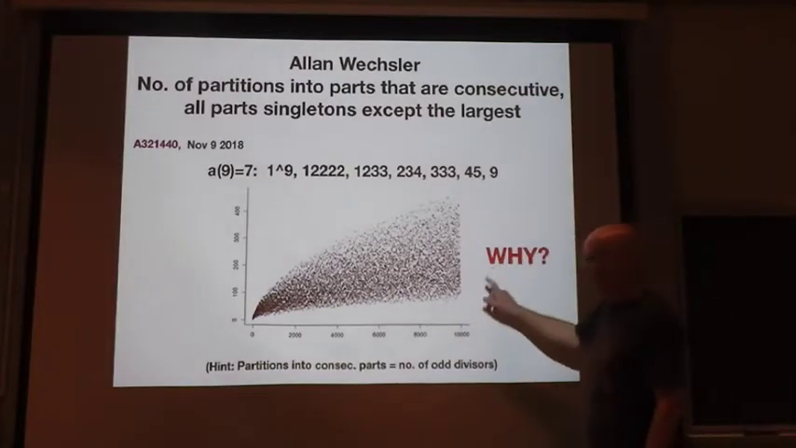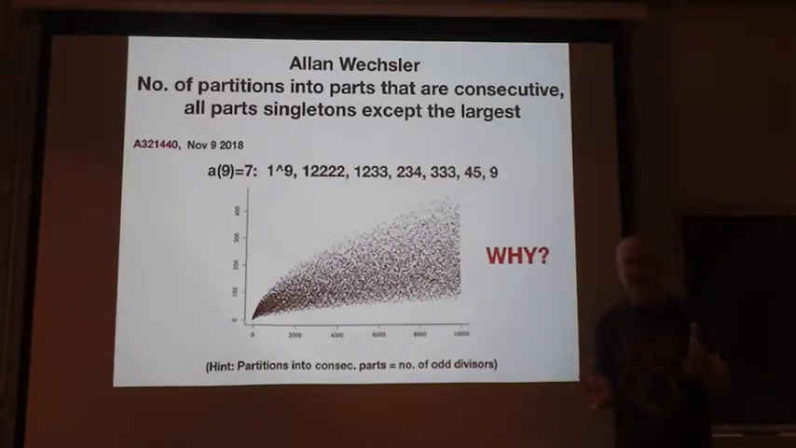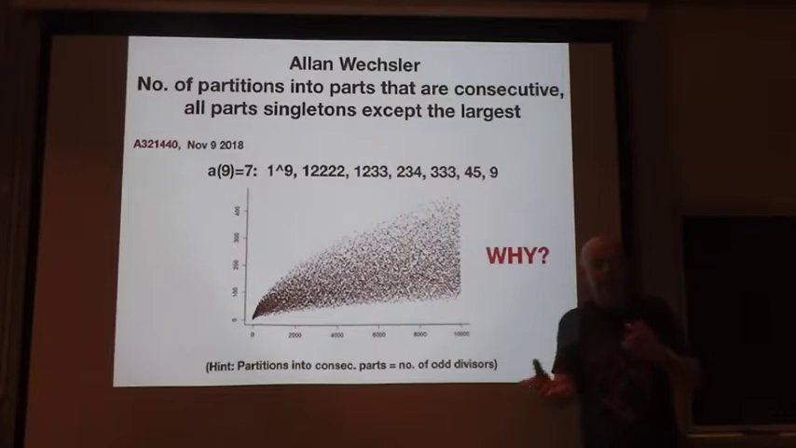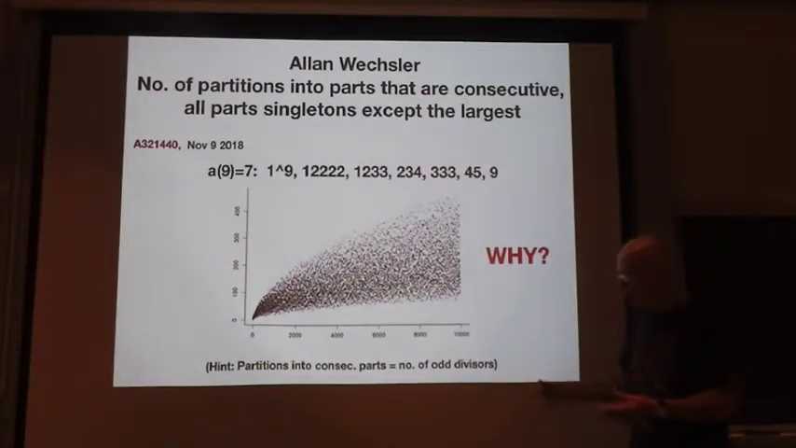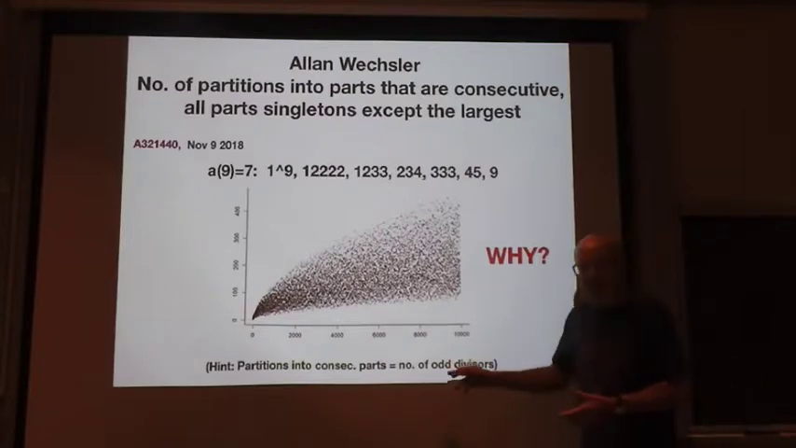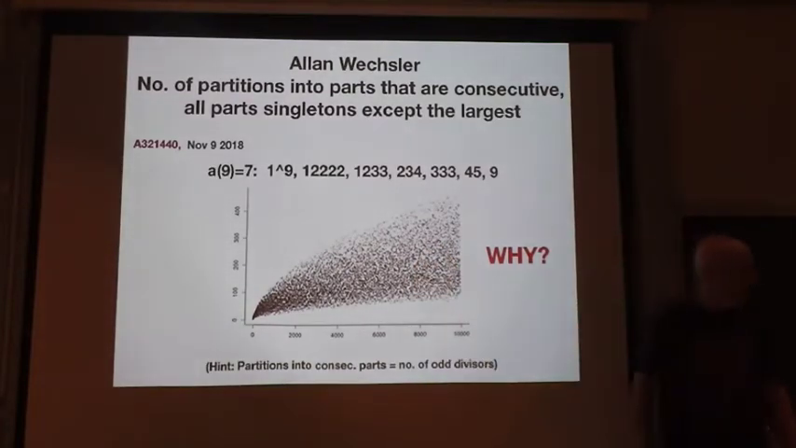Well, one of the things that comes up here is, if you look at the number of partitions of n into consecutive integers, that's equal to the number of odd divisors of n, say 1, 2, 2, 7. And it's a bit of a mess. It's not anywhere near as messy as this, but it's still.